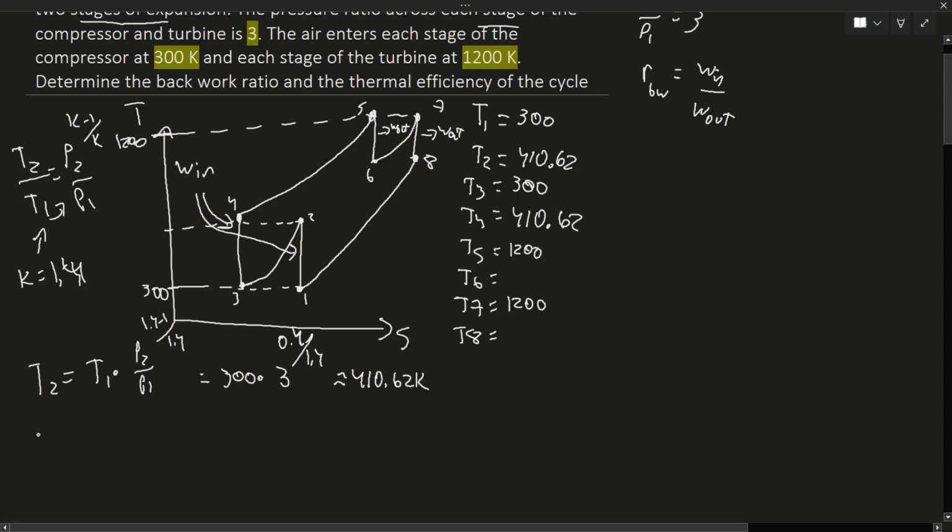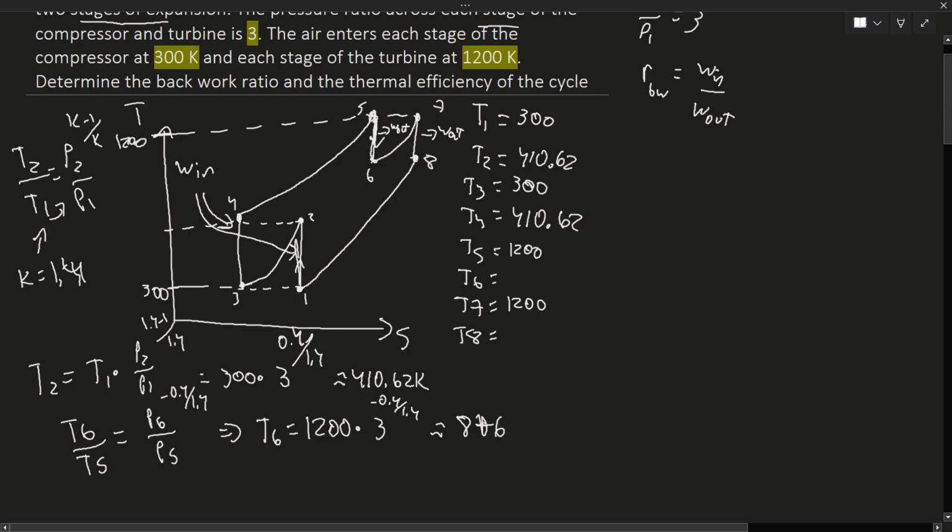Now, next to find T6 over here. Remember, it's a straight line, so you can use the isentropic formulas. T6 over T5 equals P6 over P5. And since this is going down, unlike 1 and 2 that's going up, it's negative 0.4 over 1.4. T6 equals 1200 times 3, because the question says that both the compressor and turbine have a pressure ratio of 3, to the power of negative 0.4 over 1.4. This is going to give you a value of about 876. What the fuck?